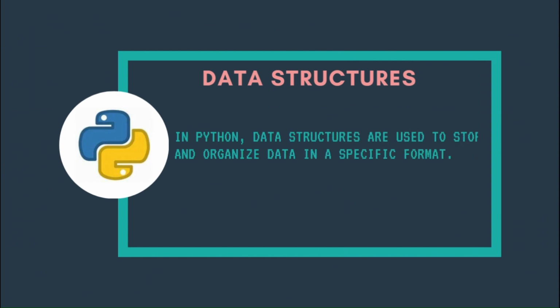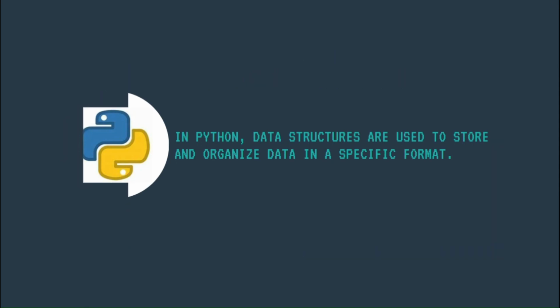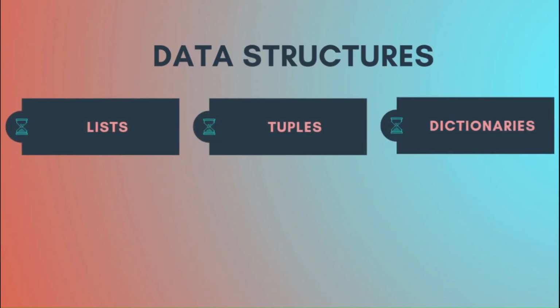In Python, data structures are used to store and organize data in a specific format. These data structures provide efficient ways to perform operations on data such as insertion, deletion, retrieval, and traversal. Python offers several built-in data structures, including lists, tuples, and dictionaries.